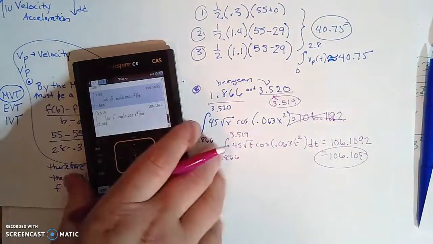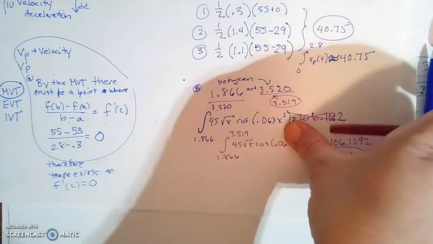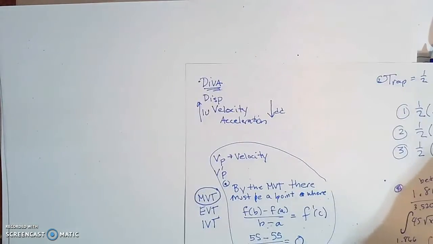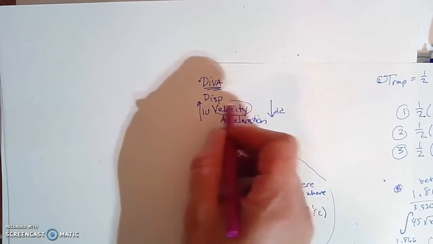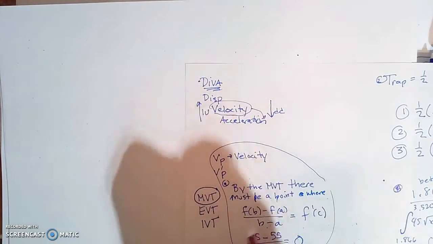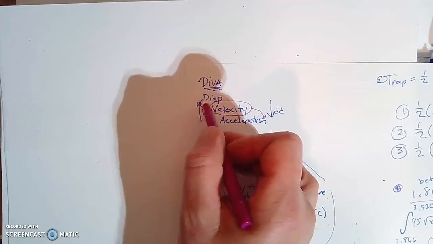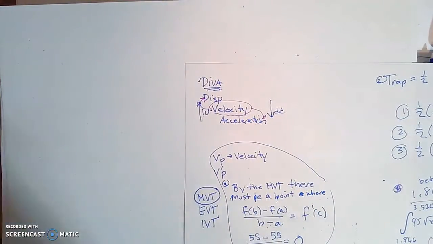106.109. So the reason I need to do that on this problem is on any DIVA problems, if you start out with velocity and you want acceleration, take the derivative. If you start out with velocity and want displacement, you're going to integrate the problem you have right there. And that's probably what's going to happen on the last part of this problem.